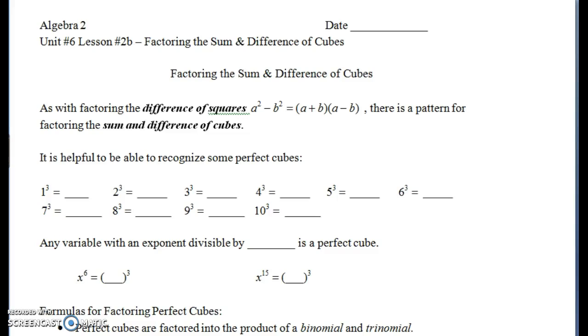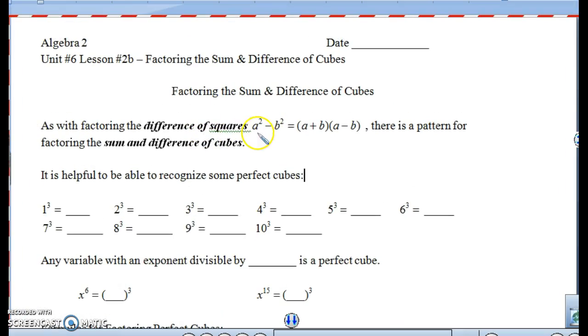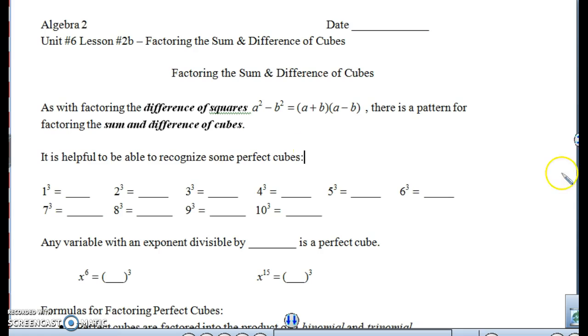Unit 6, Lesson 2b, on factoring the sum and difference of cubes. As with factoring the difference of squares, we know that a squared minus b squared factors in the formula a plus b, a minus b. There is a pattern for factoring the sum and difference of cubes.